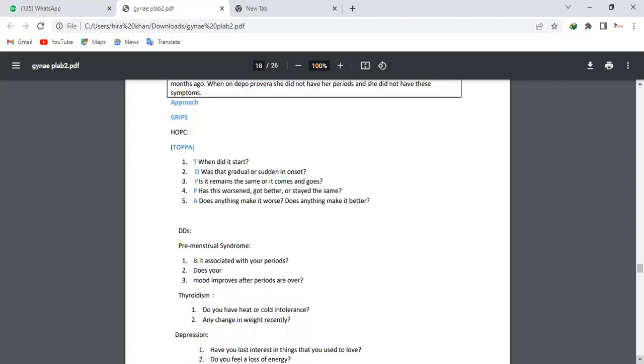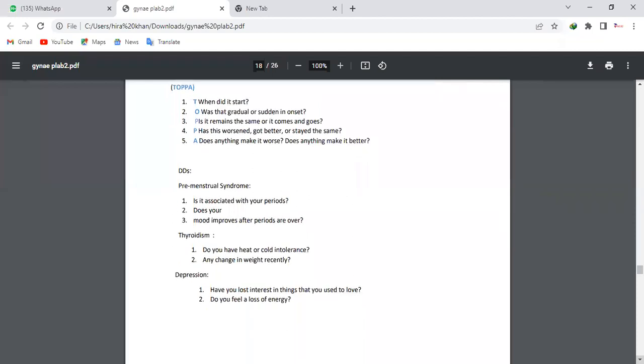Then ask about the differential diagnoses. For premenstrual syndrome, is it associated with your periods? Do you get periods? Are they regular or irregular? Is it associated with your periods? And then, does your mood improve after the periods are over? Do ask these questions.